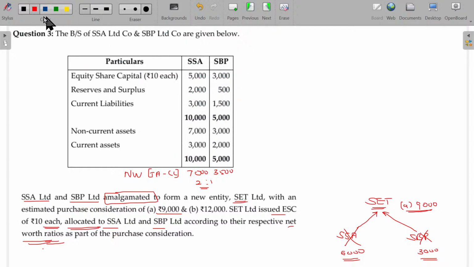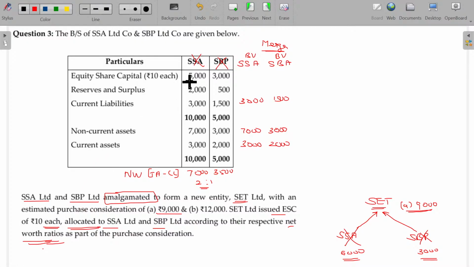Under what model am I going to solve? In case of merger, SSA is closed, SBB is closed. But in case of merger, you have to consider only book value, for SSA and SBB. In case of purchase, you have to consider only realizable value. Leaving the equity and reserves and surplus, all the assets and liabilities will be taken at their own book value. Here 3,000, 1,500, 7,000, 3,000, 3,000, 2,000. Is that clear? I have entered all these values here.